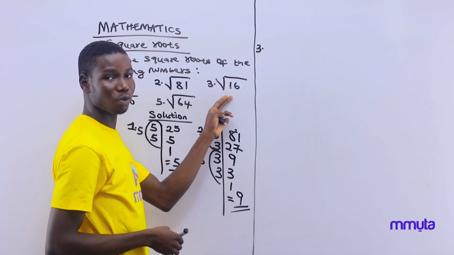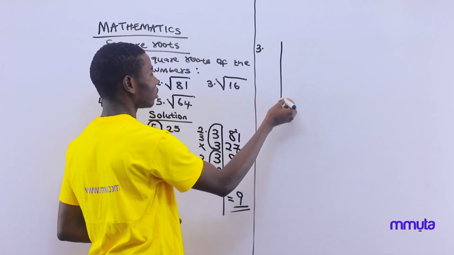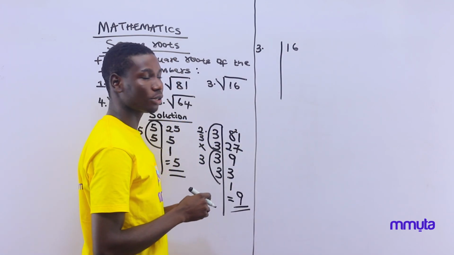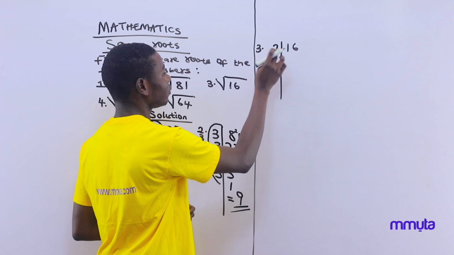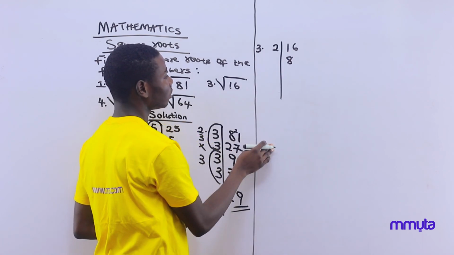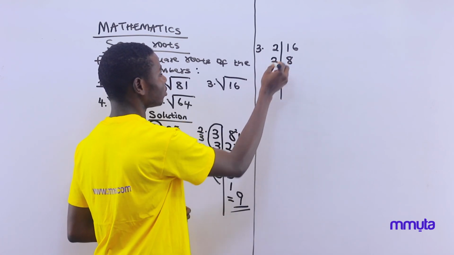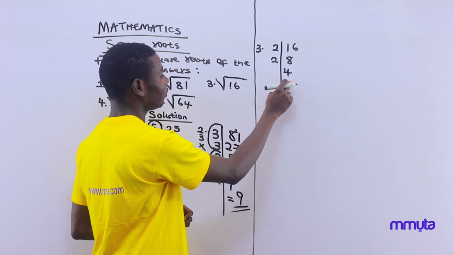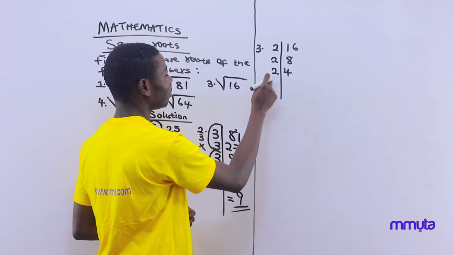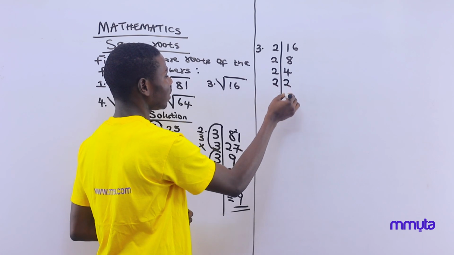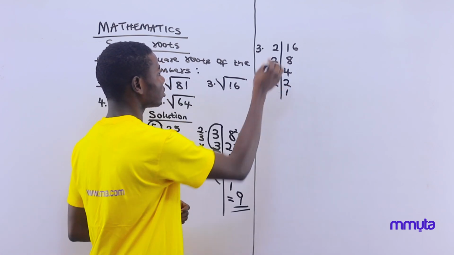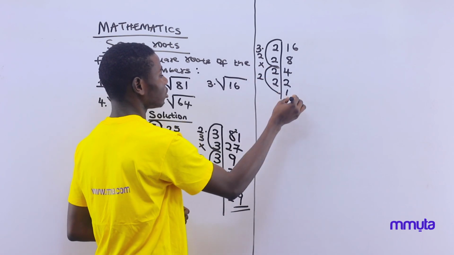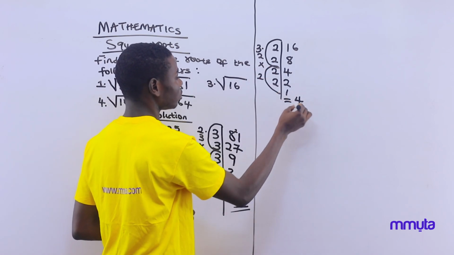Number 3, square root of 16. We look for a number that can divide 16. Let's use 2. 16 divided by 2, we have 8. A number that can divide 8, 2. 8 divided by 2, we have 4. A number that can divide 4, which is 2. 4 divided by 2, which is 2. And 2 divided by 2 is 1. Pick them in the group of 2's. We have 2 times 2. So the square root of 16 is equal to 4.